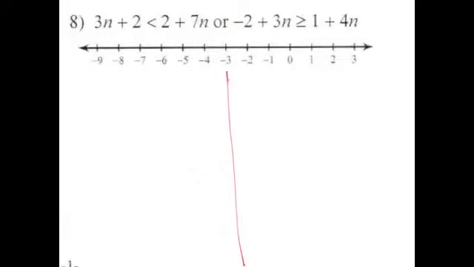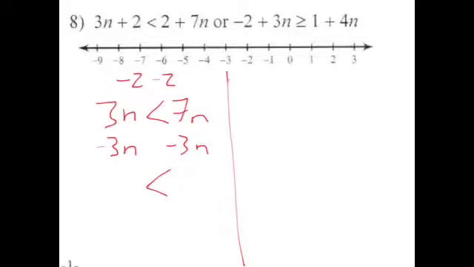I'm going to start out by subtracting 2 from both sides, because I can. And now I got 3n less than 7n. Well, if you subtract 3n from both sides, you'll get 4n greater than 0. If you divide by 4 now, you'll have 0 being less than n. So if n is anything bigger than 0, this inequality works.